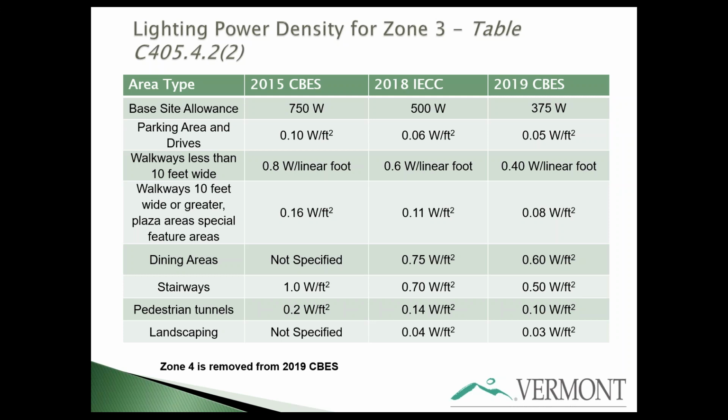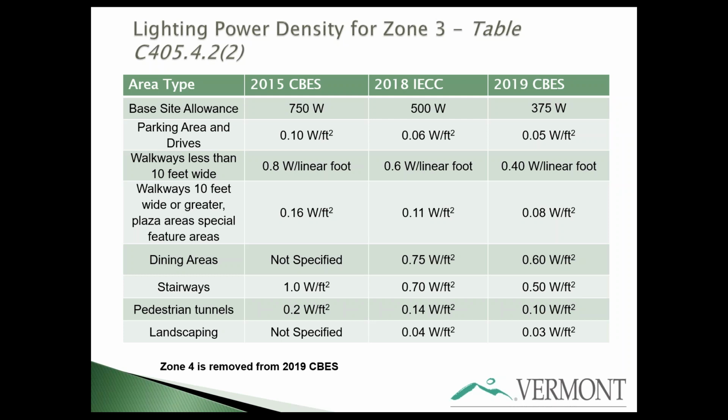Now we're switching to exterior lighting. If you are familiar with the code, you know exterior lighting in the IECC model code is divided into 4 zones, 1, 2, 3, and 4. We don't actually have any Zone 4 areas in Vermont. Zone 4 is really for major metropolises like New York City, Boston type of areas. So Zone 4 has been removed, which is new. We used to have that in the 2015 CBES, but it didn't apply to us.